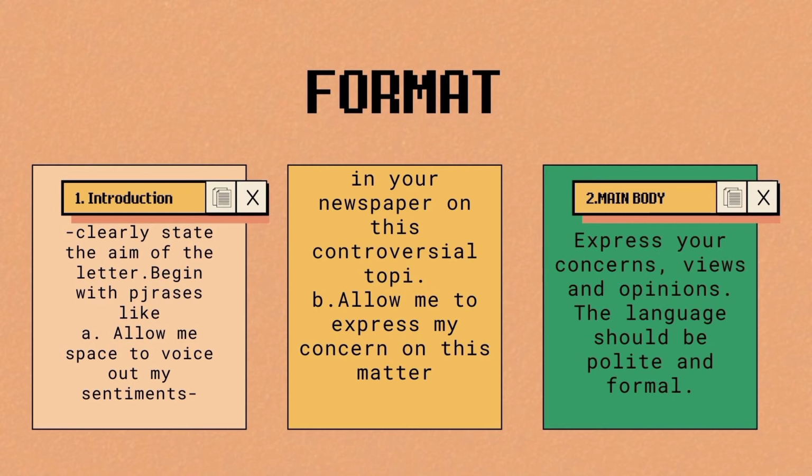And I guess most of you have written the application letter before. So it's the same thing. It's just that these two letters deal with different matters. With the application letter, you are applying. With the article, you are educating, you are entertaining, or you are informing. So the format is the same.